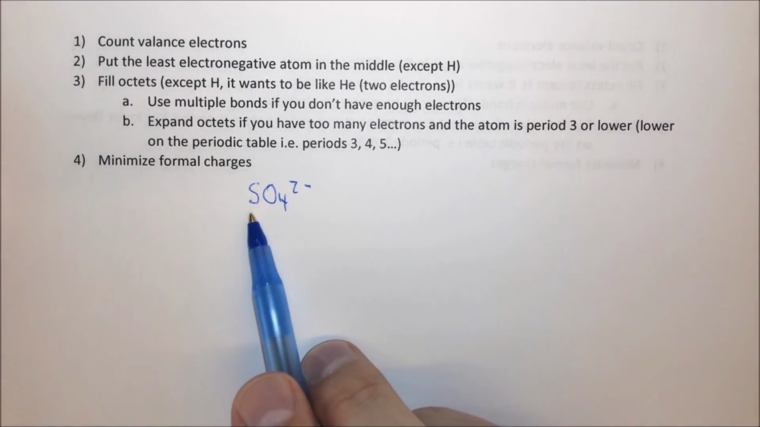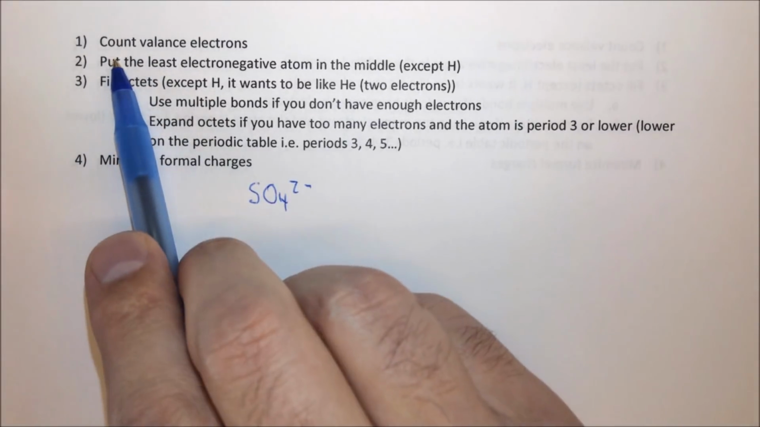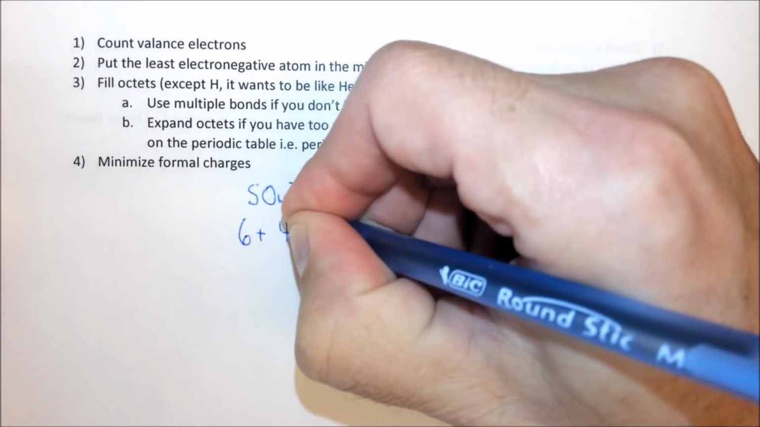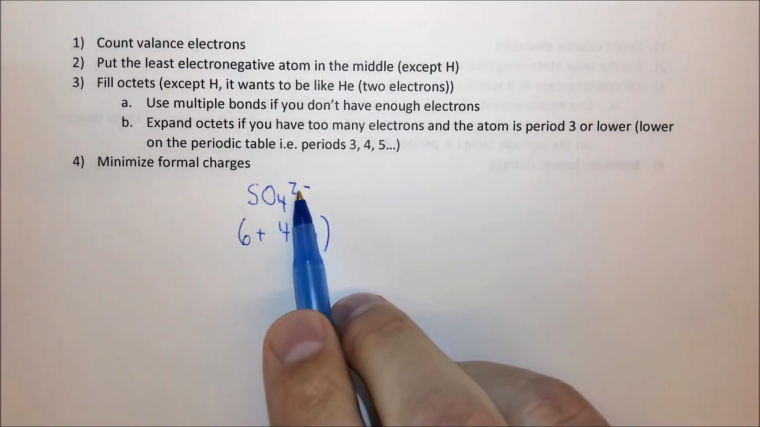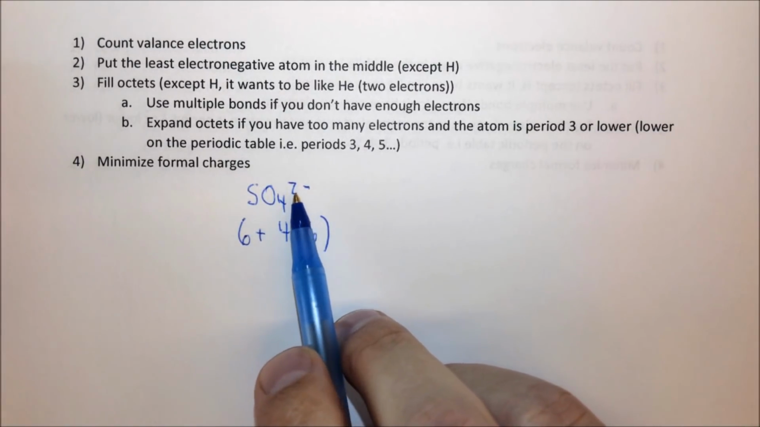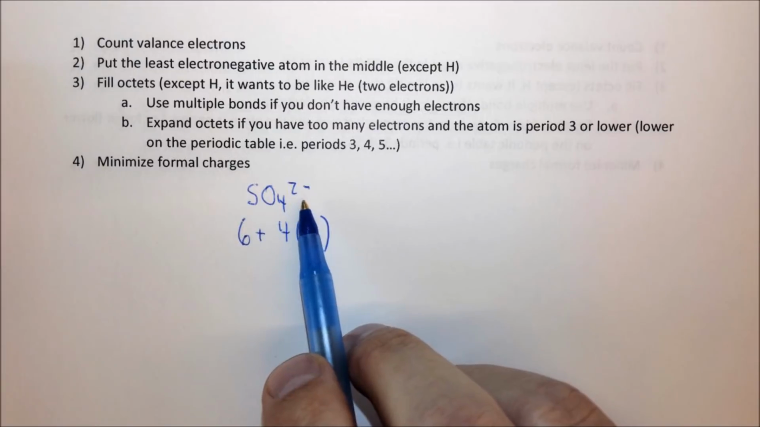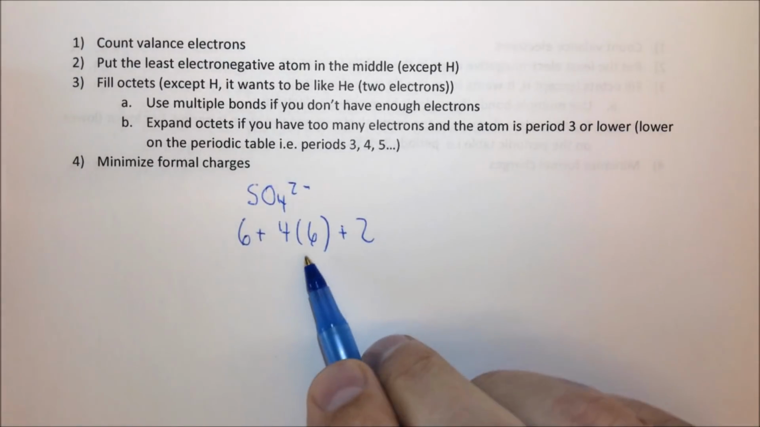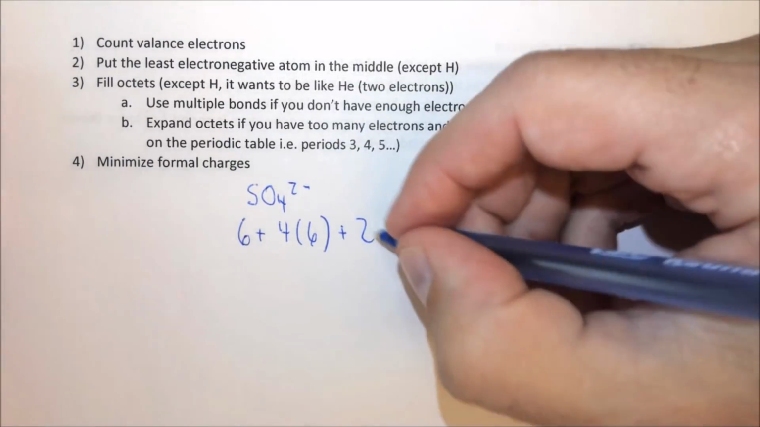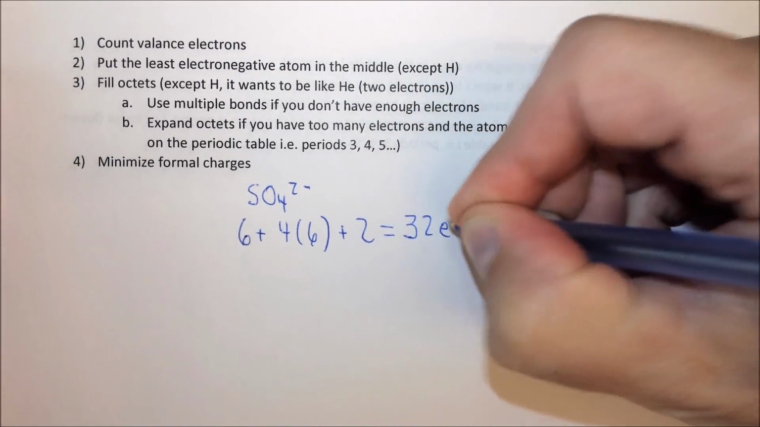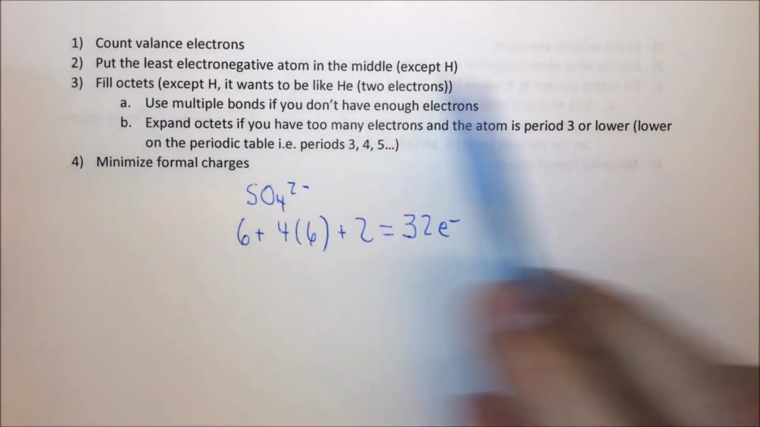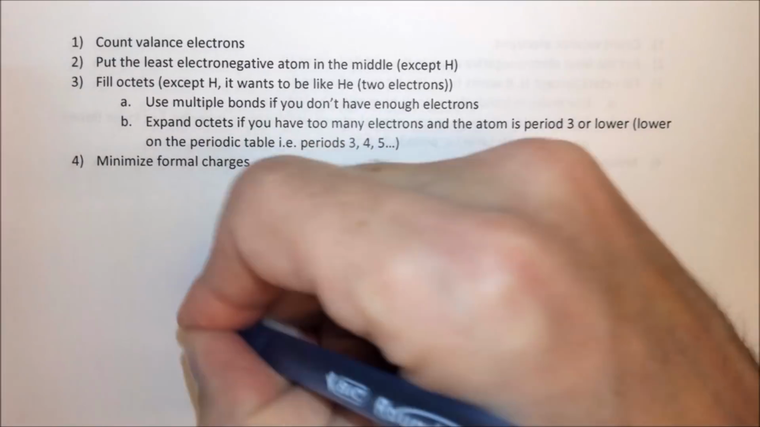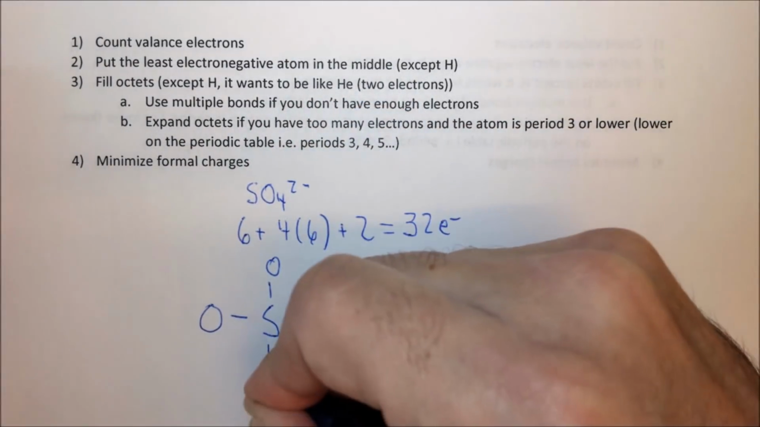So the first Lewis structure we want to draw is SO4 2-. The first step, of course, is to count the valence electrons. So we have 6 plus 4 times 6, and we have to decide how we handle this 2- charge. Well, a 2- charge means 2 extra electrons. So if we have 2 extra electrons, we have to add 2. So when we do all this math, we get 32 electrons. Put the least electronegative atom in the middle, so sulfur goes in the middle. We bond it to 4 oxygens, like so.